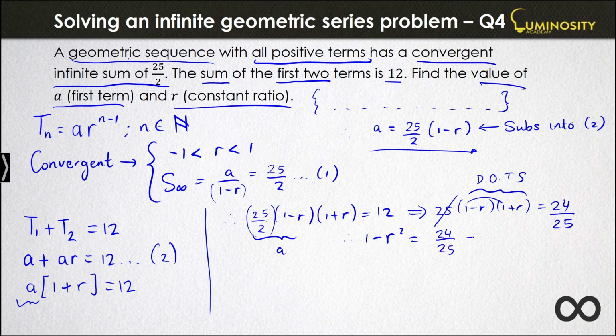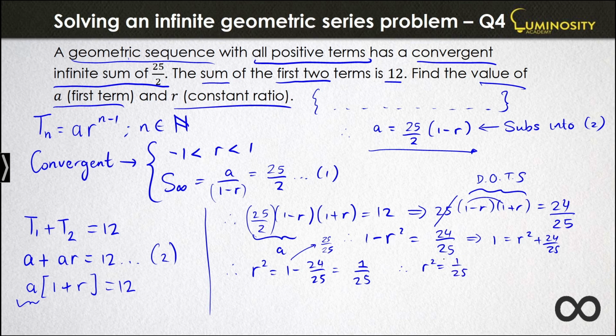Now I'm going to bring the r squared over to the right-hand side. So I'm going to get 1 equals r squared plus 24 over 25. And then I'm lastly going to subtract 24 over 25 on both sides. So 1 minus 24 over 25. 1 is 25 over 25. So I'm left with 1 over 25. So therefore I have the equation r squared equals 1 over 25.